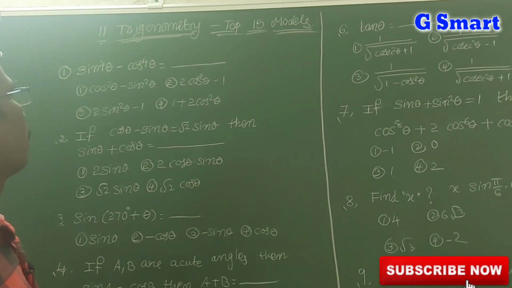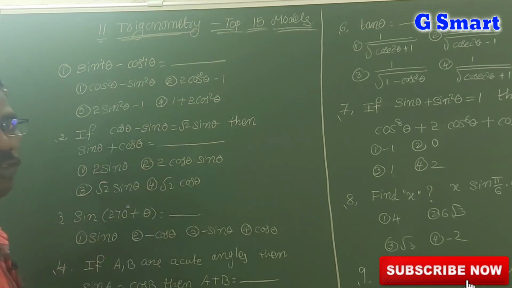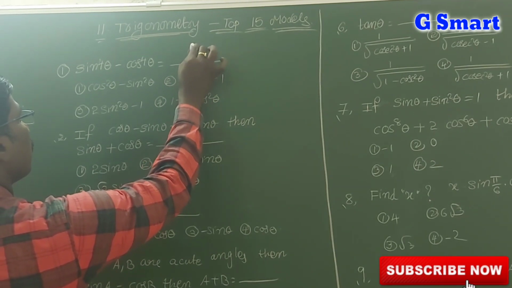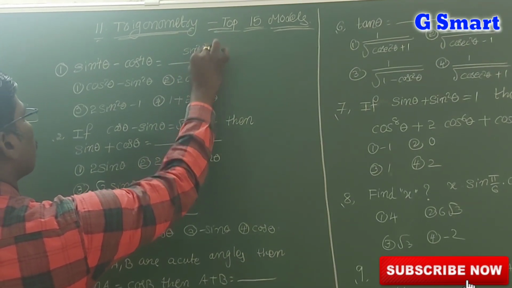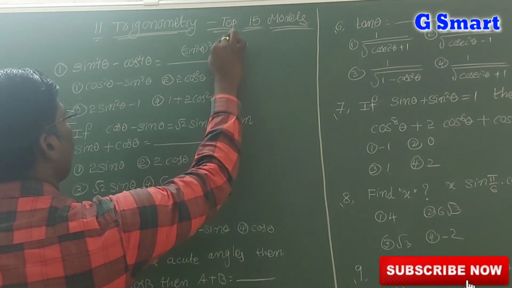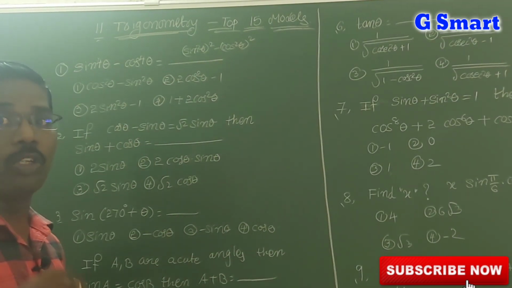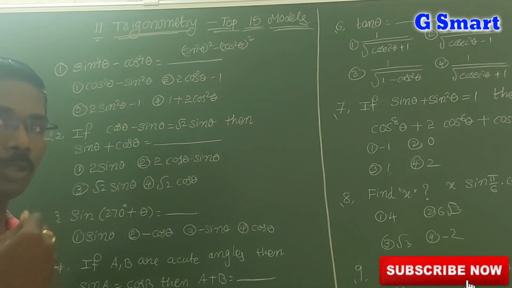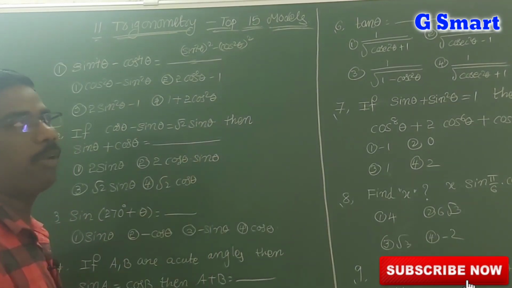Trigonometric top 15 models. See here, sin to the power of 4 theta minus cos to the power of 4 theta. This can be written as (sin square theta) whole square minus (cos square theta) whole square. I have written sin to the power of 4 theta as sin square theta whole square, and cos to the power of 4 theta as cos square theta whole square. Means a square minus b square, this is (a plus b) into (a minus b).